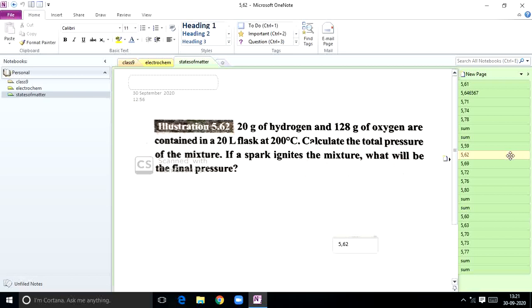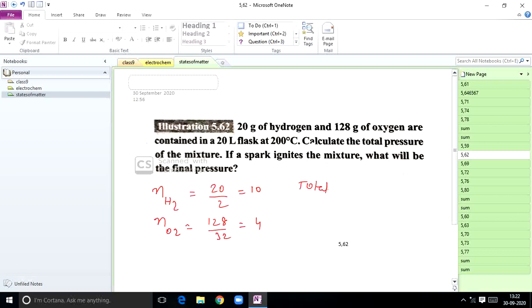Same model, students. Number of moles of hydrogen you calculate. Number of moles of hydrogen is equal to mass by gram molecular mass, 10. Number of moles of oxygen you calculate. Mass of oxygen 128, gram molecular mass 32. So 4 moles. So from this you will get total.